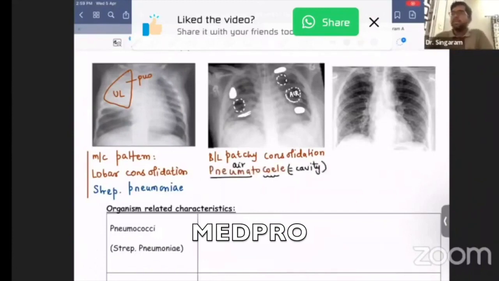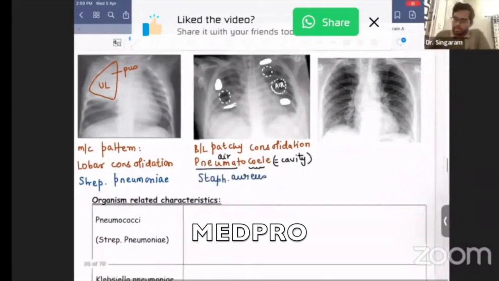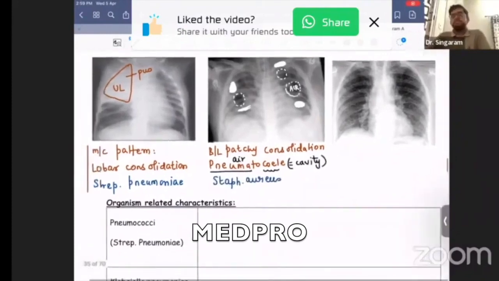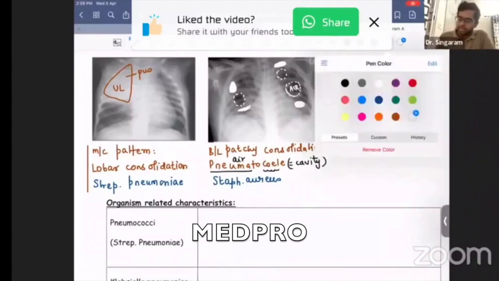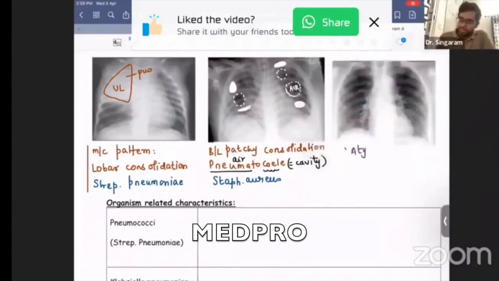Okay, fine. And this is caused by which organism? It is a very classic feature of Staphylococcus aureus. Please make a note: it is a very classic feature of Staph aureus infection. Now look at the third X-ray picture. Here I'm not even able to see a consolidation, correct? That is why this pattern is called an atypical pattern.